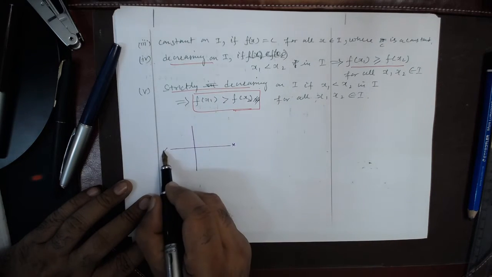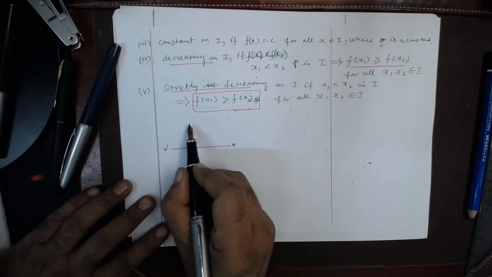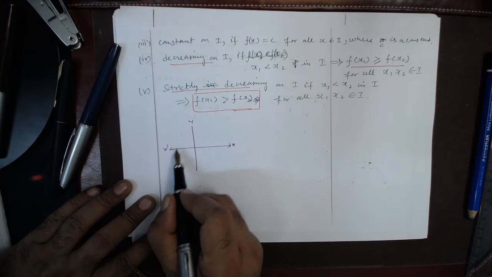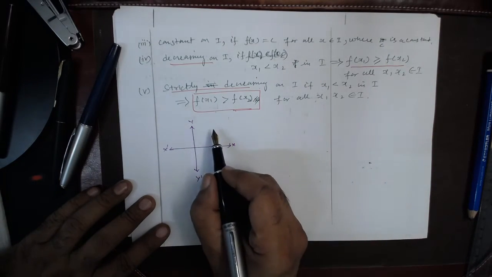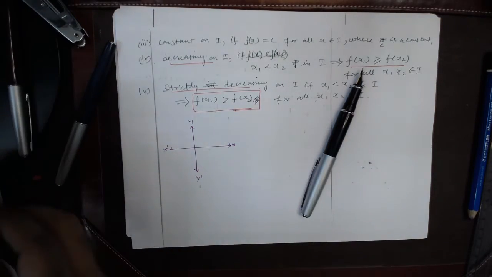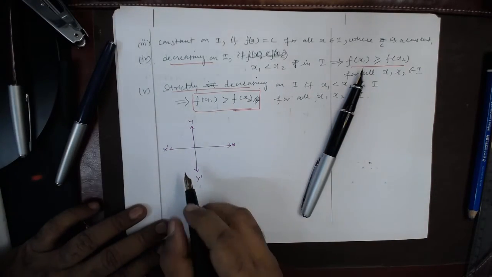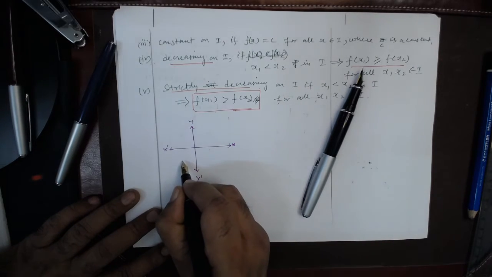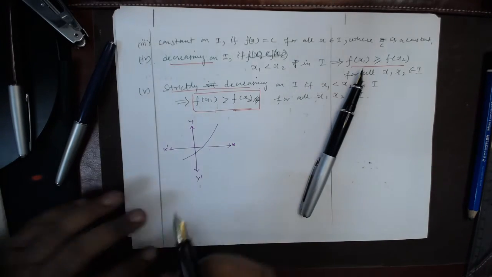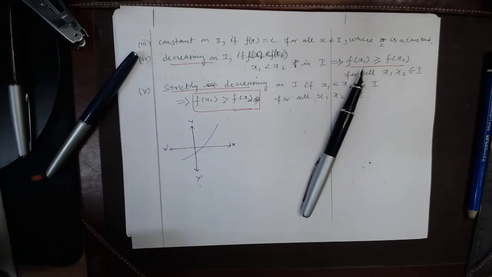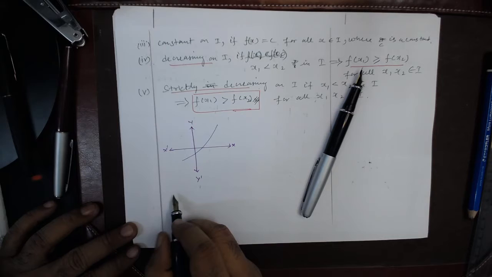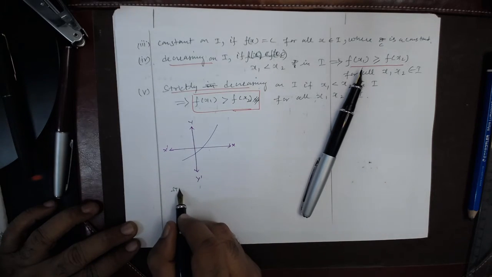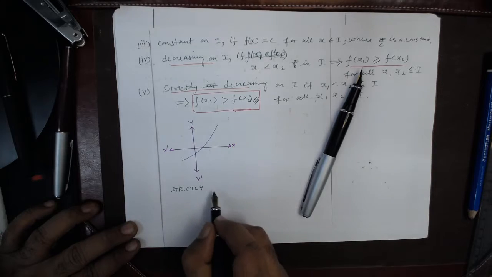X bar, x prime, y prime. Strictly increasing, it goes like this. Okay, so this is called a strictly increasing function.